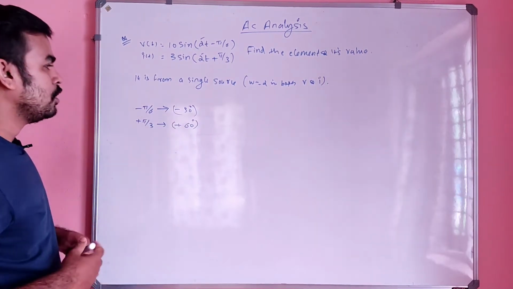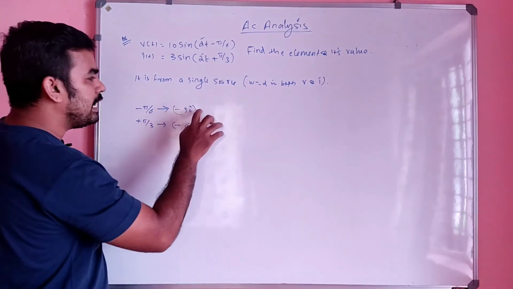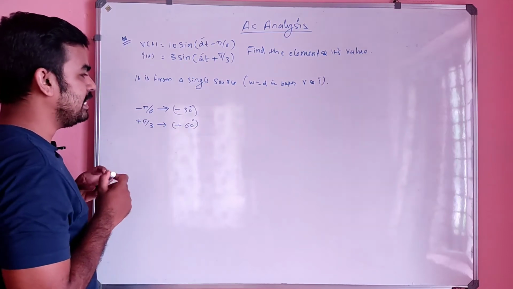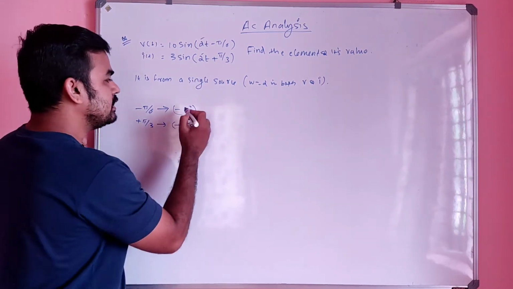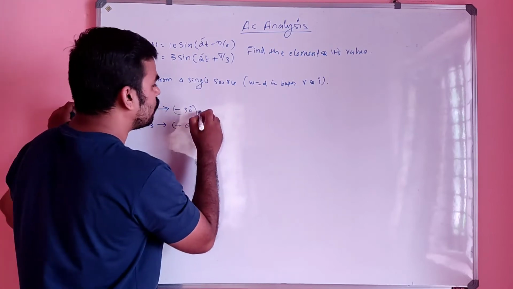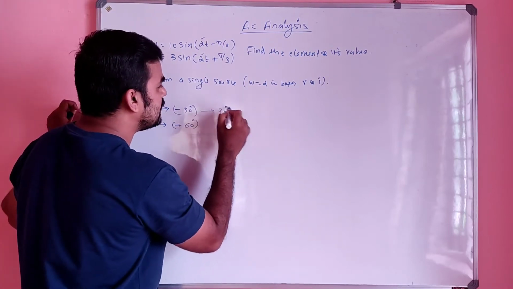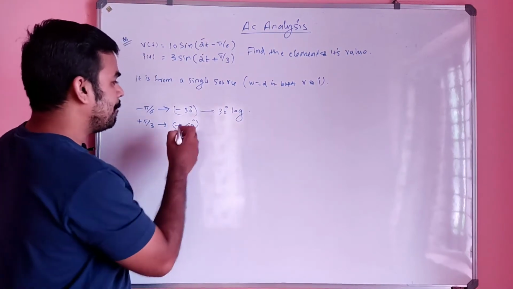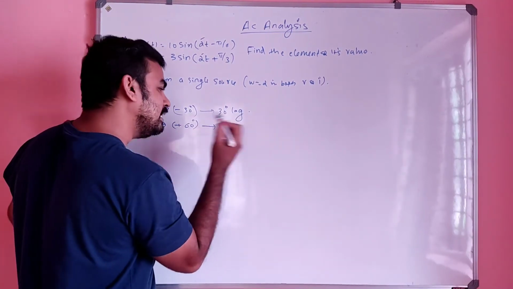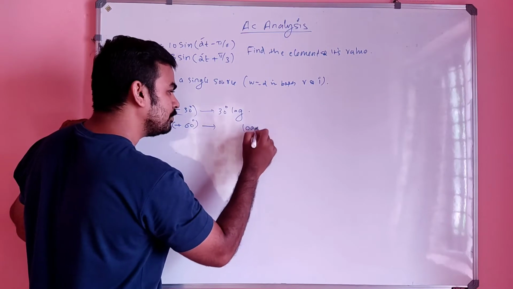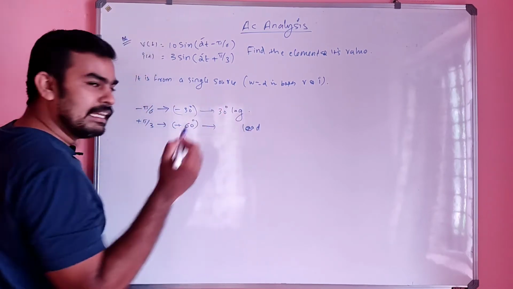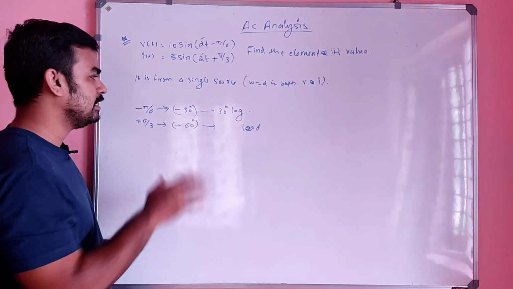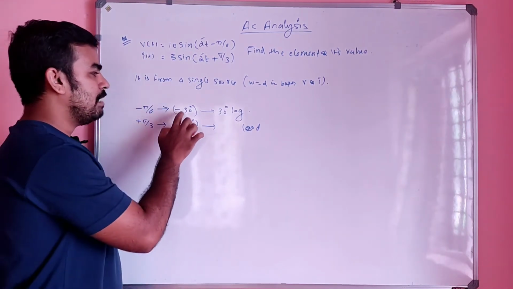So this is the voltage value and this is the current value, and I have to see what this is. Minus 30 means 30 degree lag. Plus 60 means some degree lead, of course. That some degree we have to find. That means minus 30 degrees.